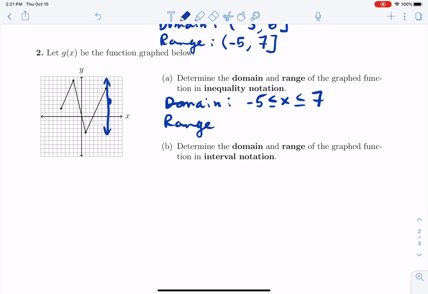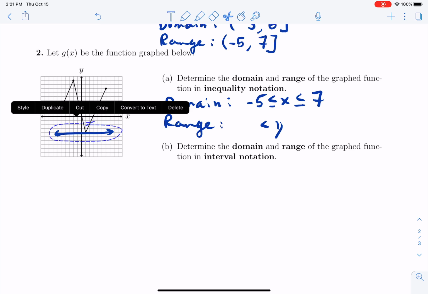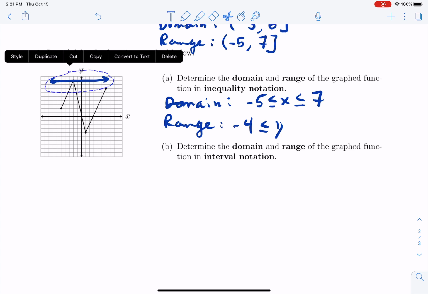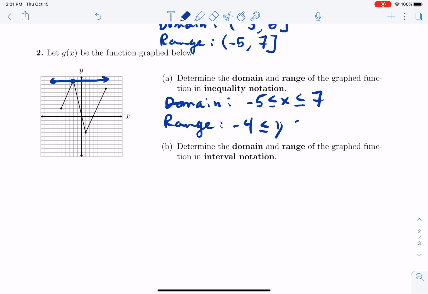Okay, so for my range, remember, range is y values. So I'm going to draw a horizontal line to help me see it. My smallest y value occurs here, so that's at negative 4, and it is included because there's a filled-in dot. My largest y value occurs all the way up here, and that is at 9. And notice it's a filled-in dot as well.